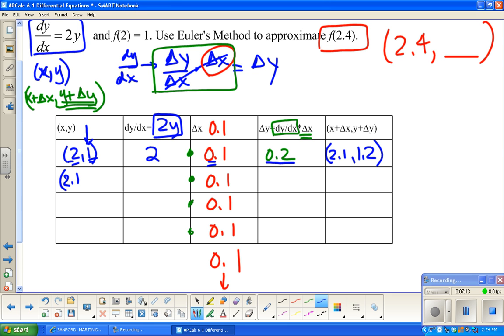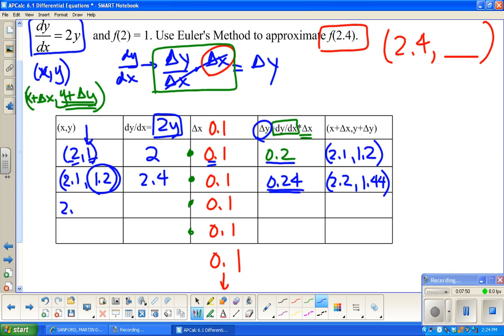So I'm going to write this down again, just so I know what's going on. Now, the derivative is not going to be the same this time. The derivative this time is 2 times y, but it's 2 times this y value. So 2 times 1.2 is 2.4. Now the new change in y is 2.4 times 0.1, so 0.24. I'm going to add 0.1 to my x value, and I'm going to add 0.24 to y this time, because this is my change in y. 1.2 plus 0.24 is 1.44.